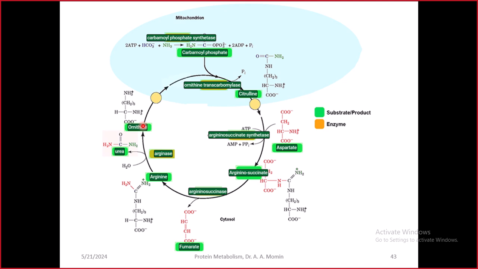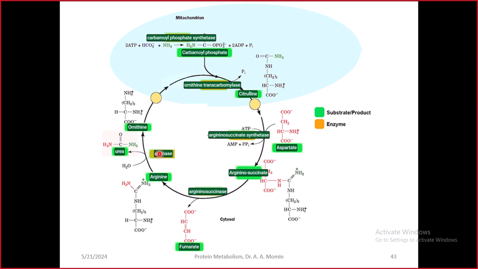As I told you, this urea cycle only occurs in the liver. There is a specific reason, because there are 5 enzymes: carbamyl phosphate synthetase, ornithine transcarbamylase, arginosuccinate synthetase, arginosuccinase, and arginase. All the enzymes are present in all tissues except only one enzyme, which is present only in the liver, and that enzyme is arginase. That's why the urea cycle is completed, or urea is formed, only in the liver.